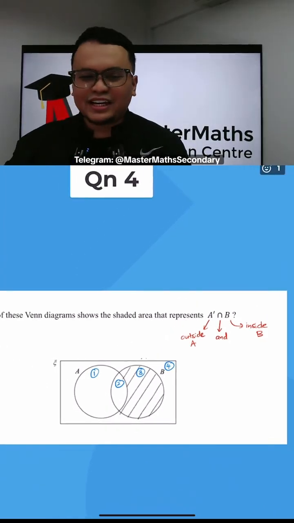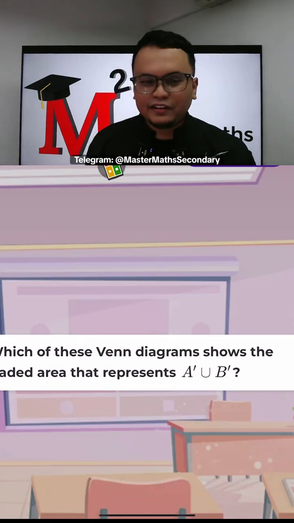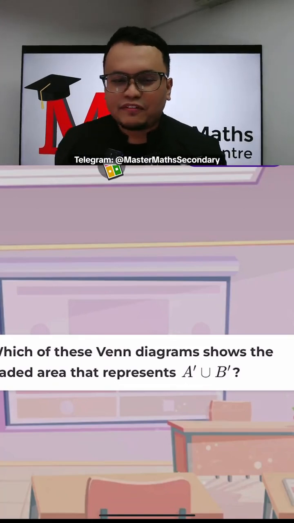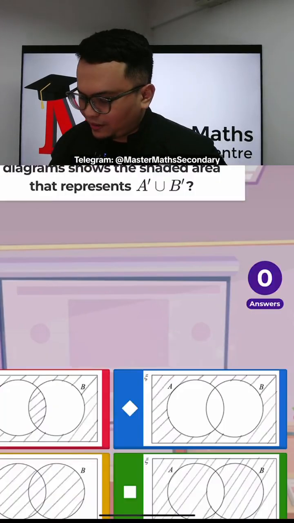Okay, let's look at the next question, guys. The fifth one. Let's go. Another Venn diagram question. This one is different. We have A complement union B complement.